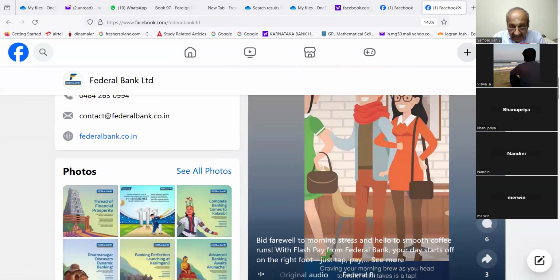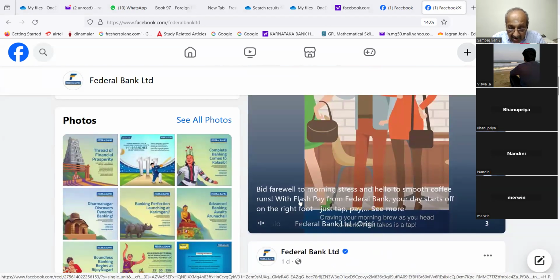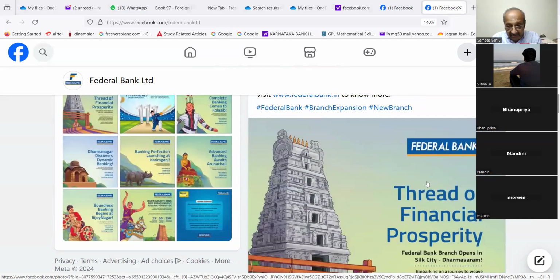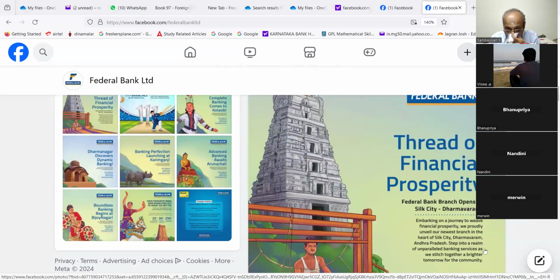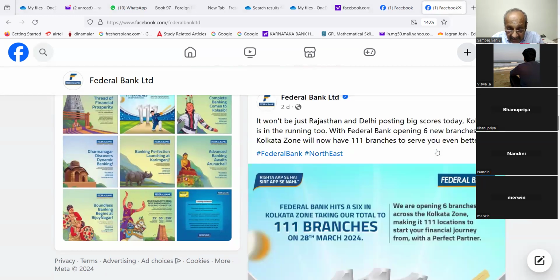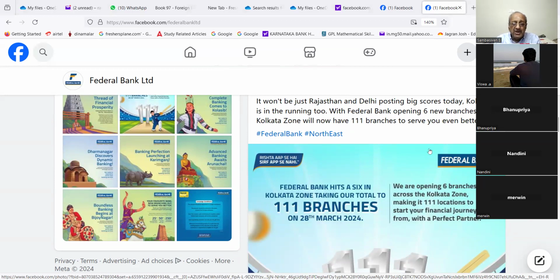This is their page. If you have gone through the page, then you will know. Bid farewell to morning stress and enjoy smooth coffee runs. With Flash Pay from Federal Bank, your day starts off on the right foot. Just tap and pay and relish the simple pleasures of your favorite cup of coffee. Then, a thread of financial prosperity: Federal Bank branch opens in Silk City, Dharmavaram. I think it is in Andhra Pradesh. Yesterday, some boy posted that they have opened, sir. Celebrating 250 plus branches in Tamil Nadu and Pondicherry, sir.